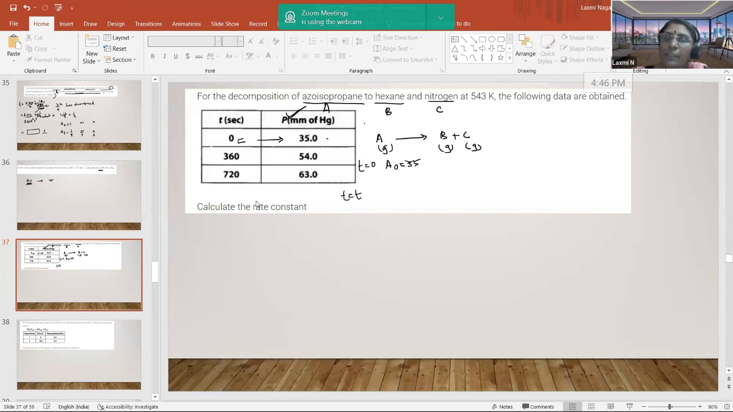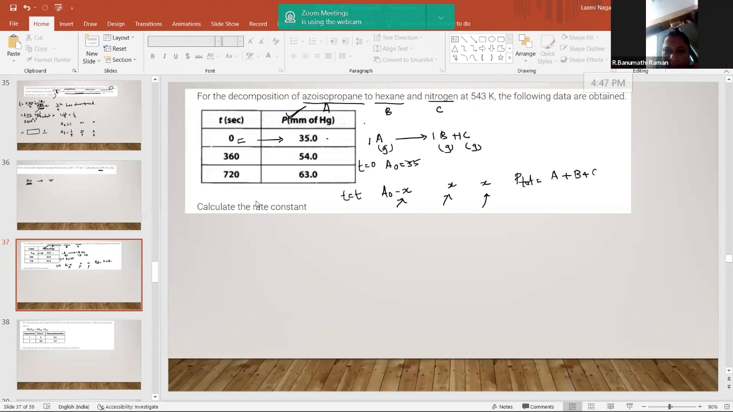There would be some decrease in the amount of reactant, and parallelly, since the number of moles is 1:1:1, X moles of B and X moles of C also will be formed. Since all these are gaseous, each exerts pressure. So the P total will be because of the left out A, newly formed B and newly formed C. So the amount of A left out is A naught minus X.